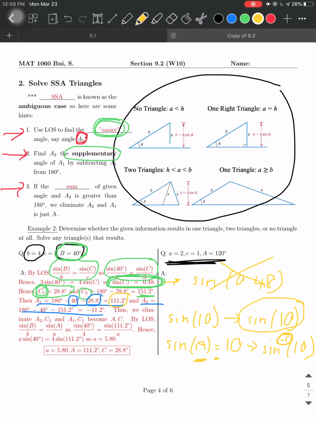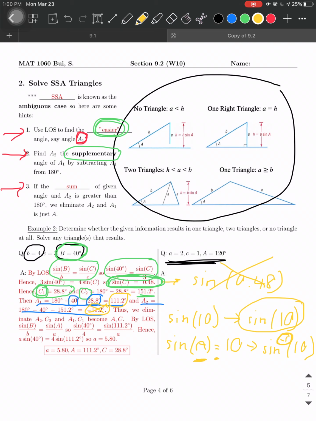So that's good. For the second A, we have A2 equals 180 minus angle B minus angle C2, which means 180 minus 40 minus 151.2. And we end up having negative 11.2. And in here, no side can be negative. No angle can be negative. So this one is a big no-no, right? That's why we're going to go ahead and eliminate angle A2. And that's why we're going to eliminate that triangle with A2 or C2 as well. So then for the final answer, we only have the first triangle, which has A1, B, and C1.